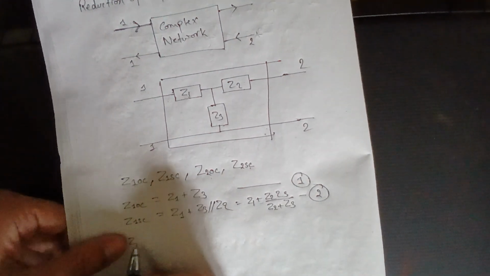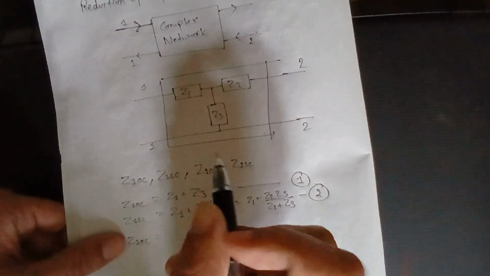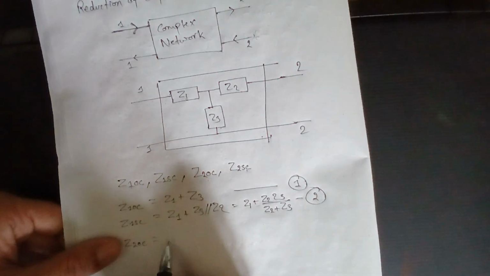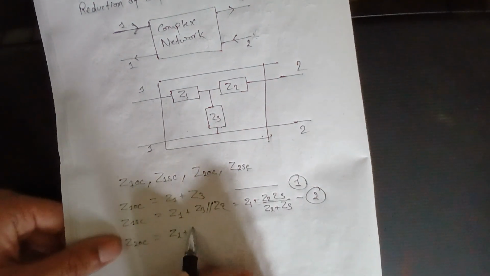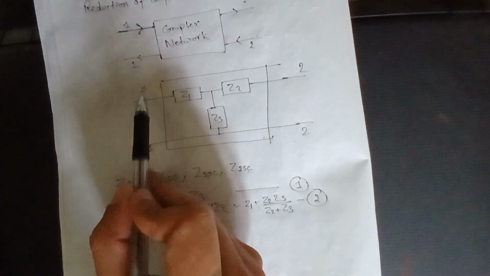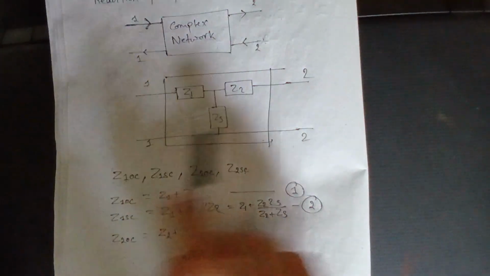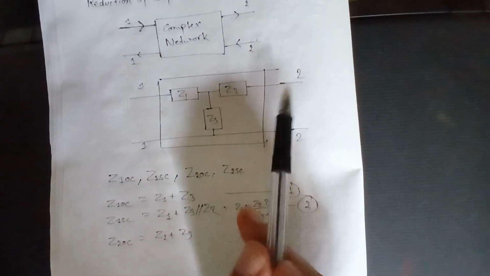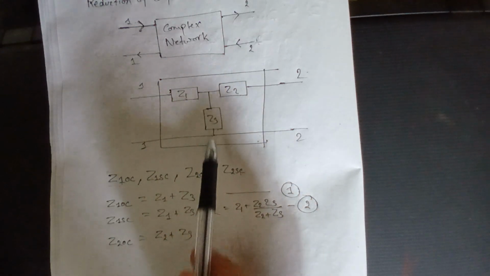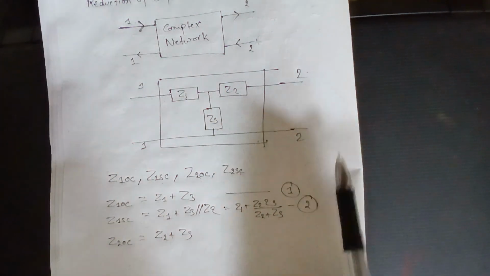Then we get Z2OC, which is again Z2 plus Z3, because terminal 1 is open circuited, so the current will pass when the source is placed at 2. The current will pass through Z2 to Z3 and back to 2, right?